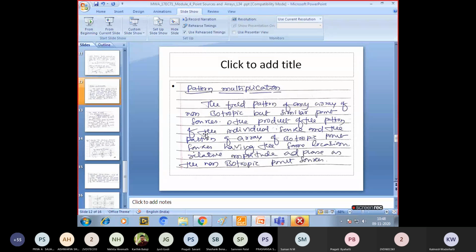Those amplitudes get multiplied, and those phases get added. That is considered as pattern multiplication of the sources. Pattern multiplication applies to sources that are non-isotropic, or they may be isotropic. We are considering the non-isotropic case here. Non-isotropic is nothing but with respect to the radiation.